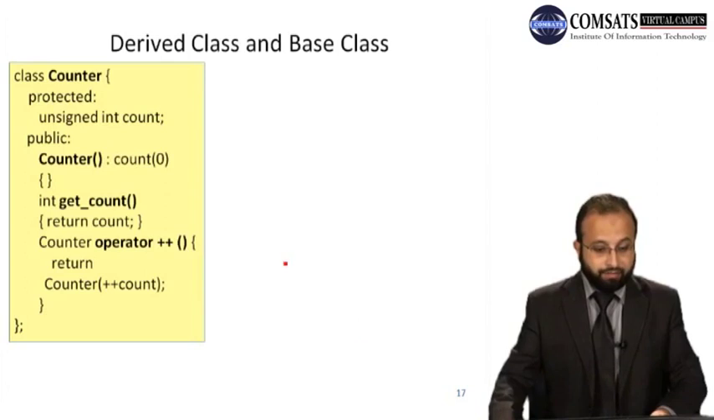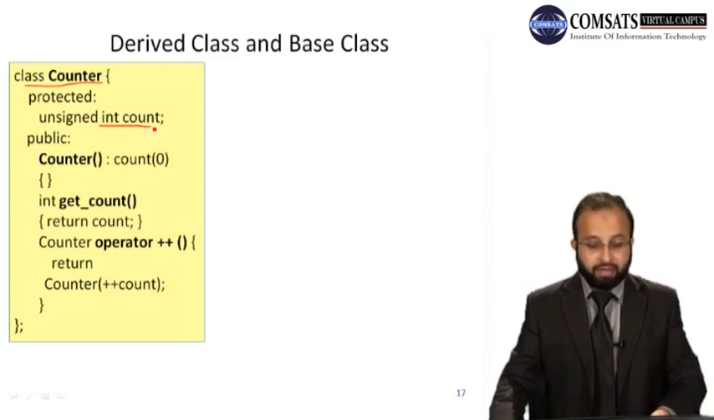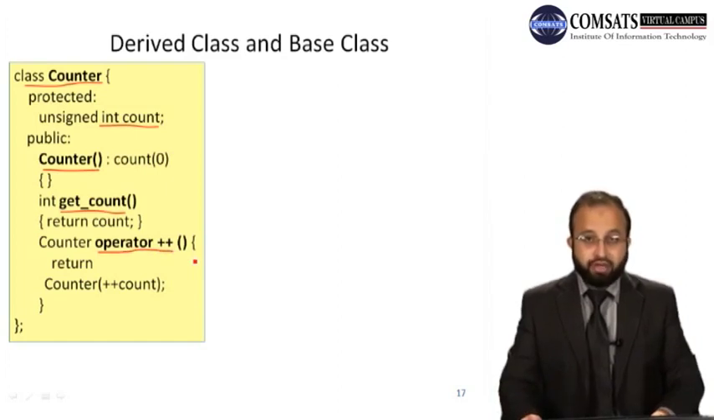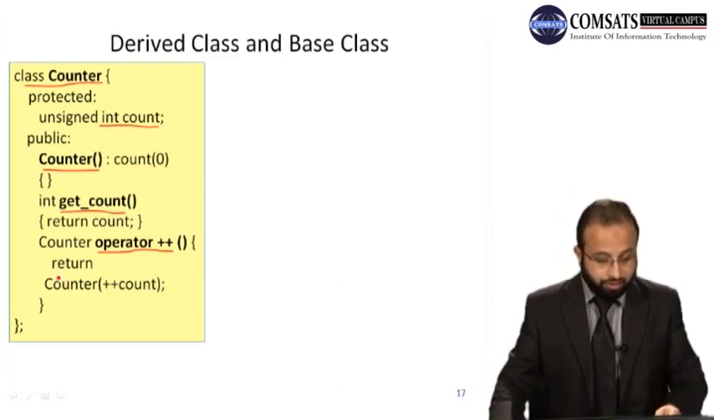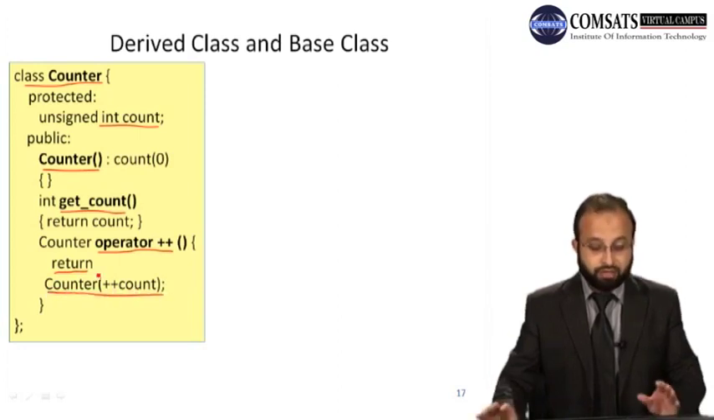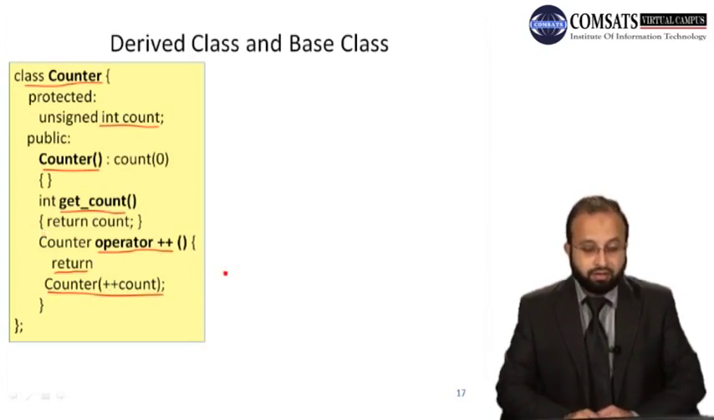So here we have a class Counter. In the Counter class we have one data member, count, a constructor, a get count function, and we overload the plus plus operator, the unary increment operator, for objects of the Counter class. We are already familiar with the Counter class. There is a return statement that calls the constructor, passes it the incremented count, and returns the object. Okay, so let's say this is a Counter class.